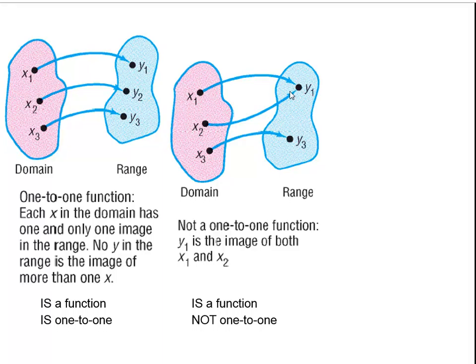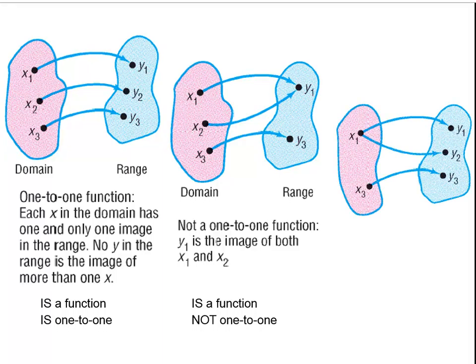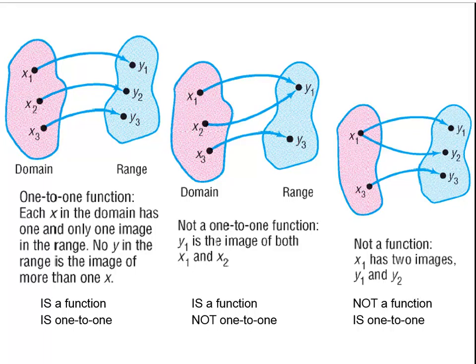Not a one-to-one function. And then this last example, this is not a function, because this x has two different y values. But technically it would be one-to-one because this y comes from only one x, this y comes from only one x, this y comes from only one x. So again, this is not a function, but it is one-to-one. So that's the definition of one-to-one.